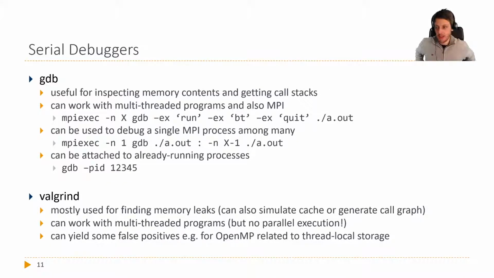Moving to some of these actual tools, let's first talk about serial debuggers. So the most important ones are GDB and Valgrind. You should know both of them, still I'm quickly going to go through them. GDB is very useful for inspecting memory contents, getting call stacks and so on, inspecting data. And most people only use it for sequential programs, but obviously it also works with multi-threaded programs and also MPI.